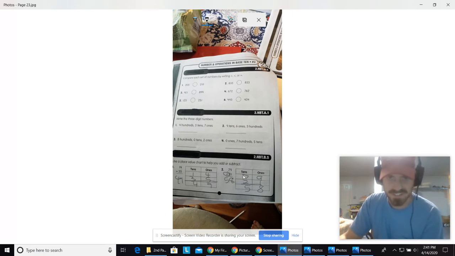If I'm subtracting, it's the same thing. 79 is made up of seven tens and nine ones. 21 is made up of two tens and one one. If I need to take, make sure you're not adding. Look at that sign, that's subtracting. If I take a one away from nine, I'll have eight ones left.